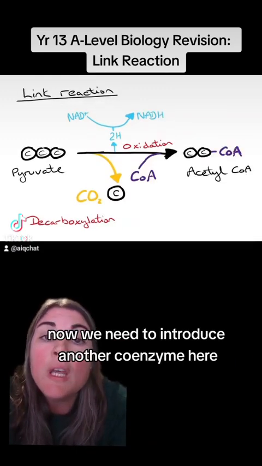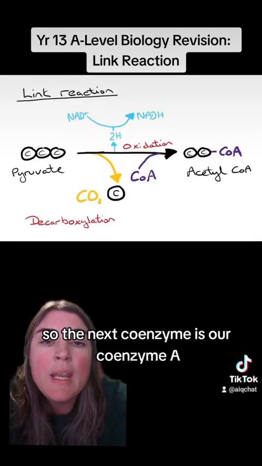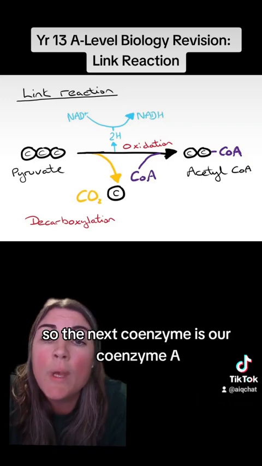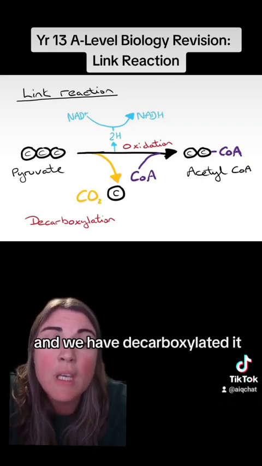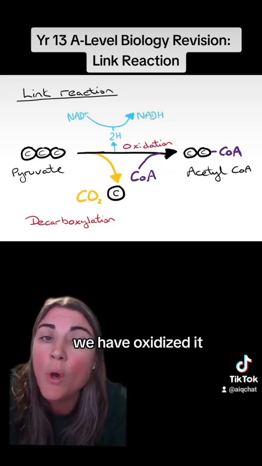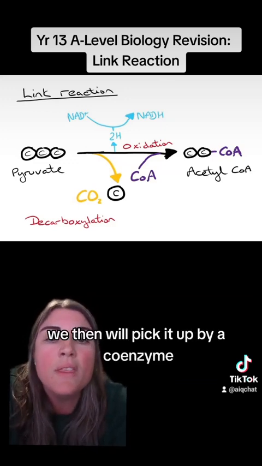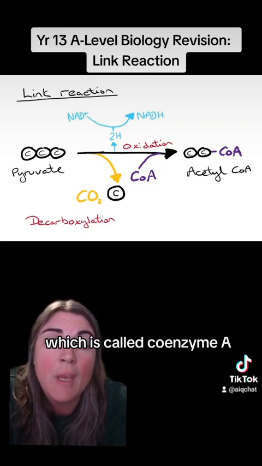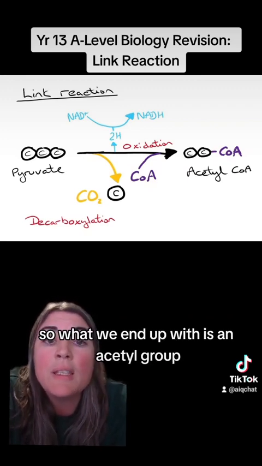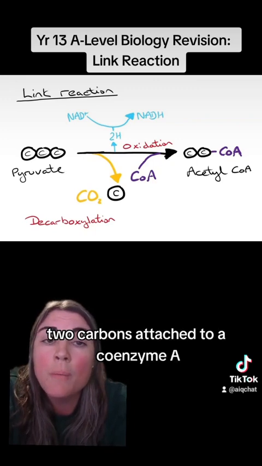Now, we need to introduce another coenzyme here. The next coenzyme is our coenzyme A. Once we've taken the pyruvate and we have decarboxylated it and oxidised it, we then pick it up with a coenzyme called coenzyme A. So what we end up with is an acetyl group, 2 carbons, attached to a coenzyme A.